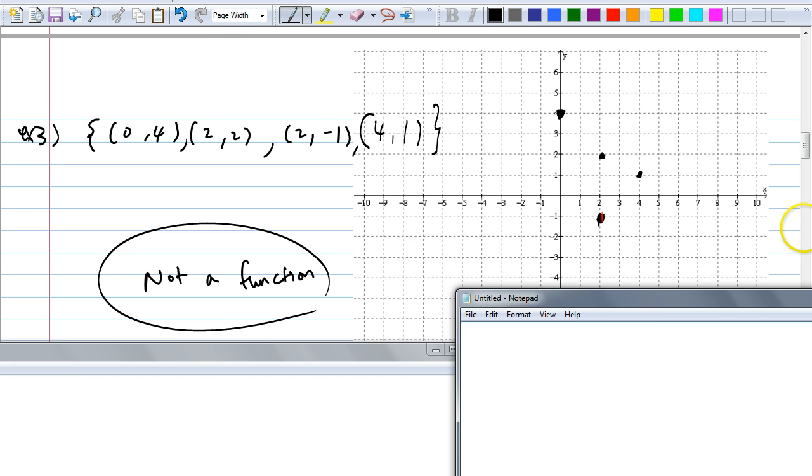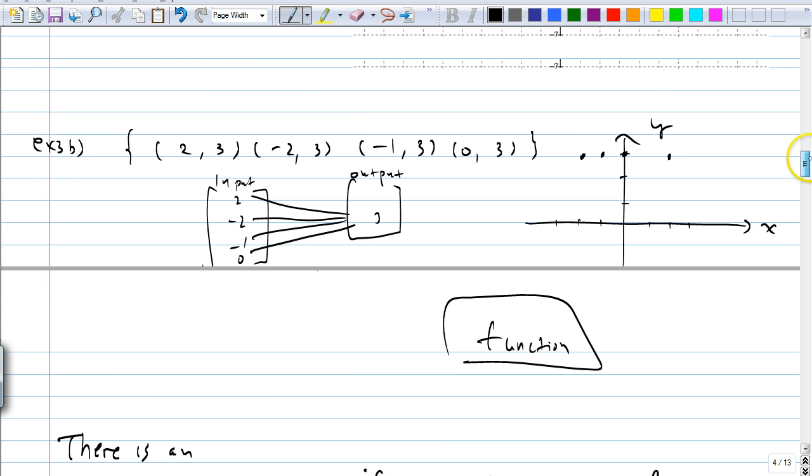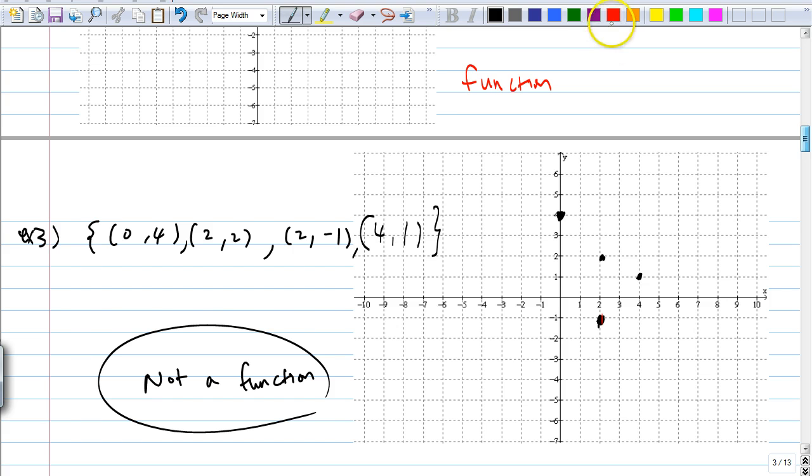Look at these 2 points. Look at these points, guys. Aren't they on the same vertical line like this? Do you guys see that? What does that mean? That means for x equals 2, there were how many outputs? 2. As ordered pairs, it's not so easy to see unless you look carefully. But once you graph them, you can see it. Do you see why I asked you to graph?